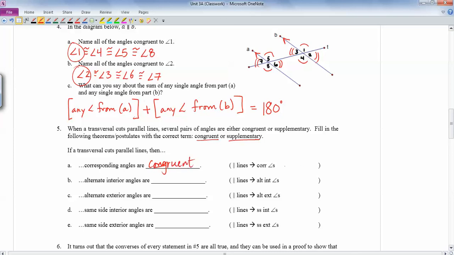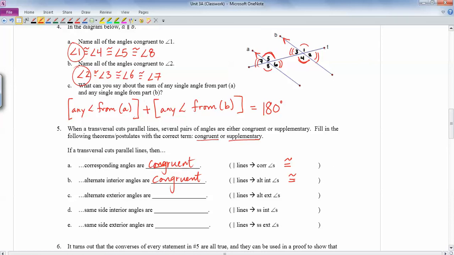And in a proof, the abbreviation would be parallel lines, arrow, corresponding angles, congruent, like that. We know that alternate interior angles, we already did in number 3. Those would be congruent, like 4 and 5, or like 3 and 6. So in a proof, this is how it would appear.